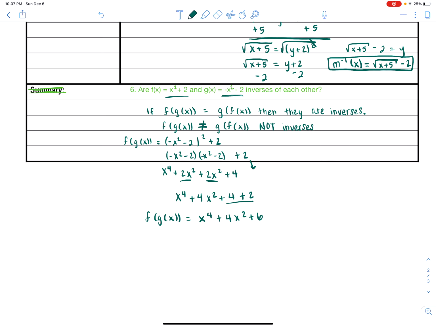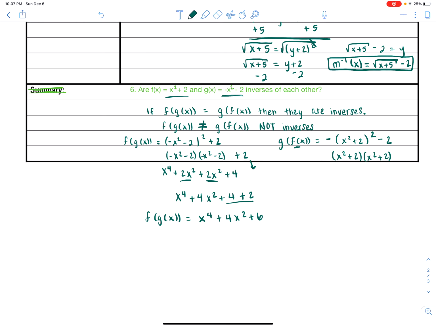Okay, now I need to see if g of f of x is going to give us the same equation or not. So I'm going to start with g, negative, leave a parentheses where x used to be, squared, minus 2. I'm going to put the f function inside of that. And the f function is x squared plus 2. Okay, now I'm going to leave this negative and this minus 2 to come down at the end. But first I'm going to figure out what x squared plus 2 squared is.